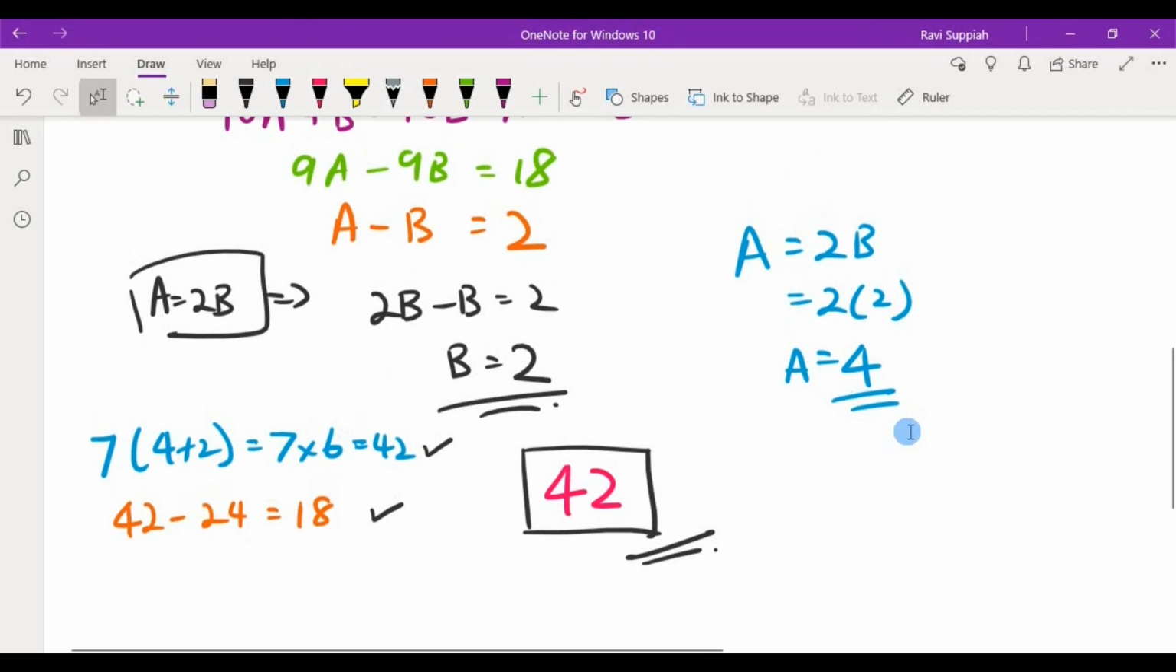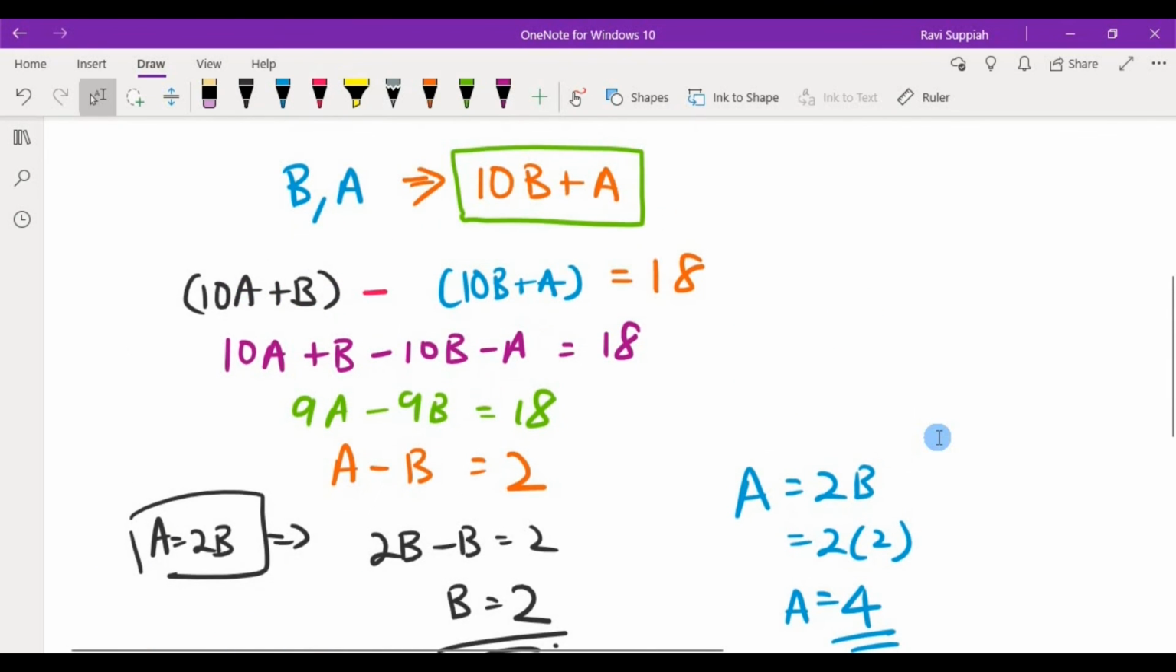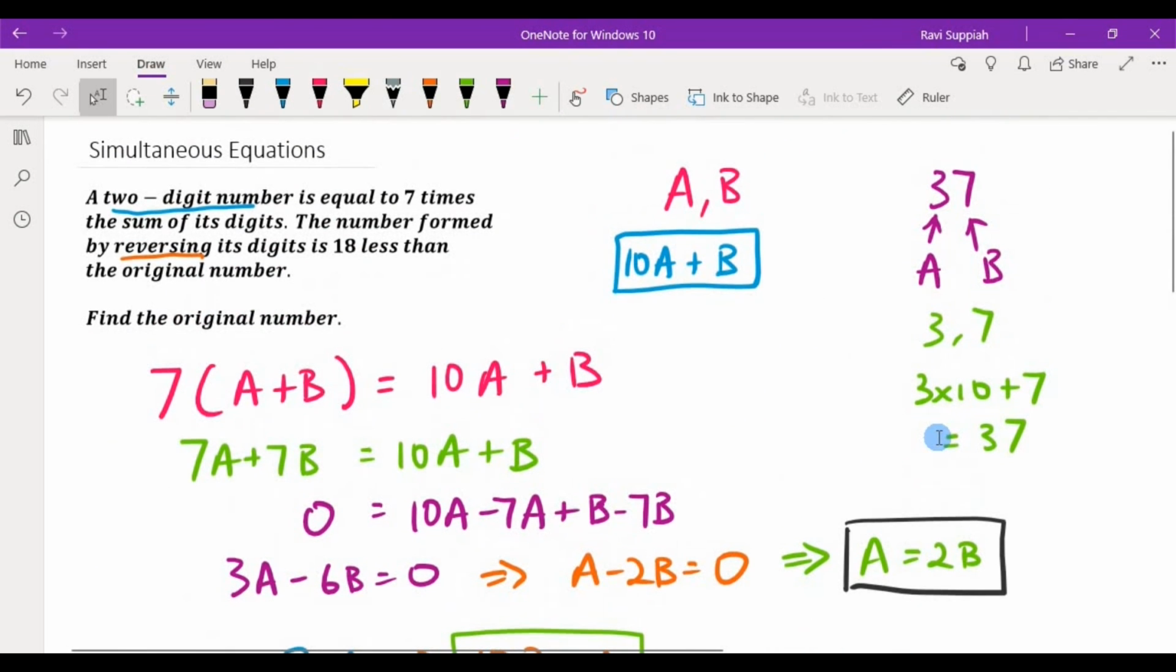I hope this video has given you a good idea how to solve such questions. This is a very interesting question because you have to really understand the information given, and from that information come up with the correct equations. From there you can use simultaneous equation methods to solve the question.